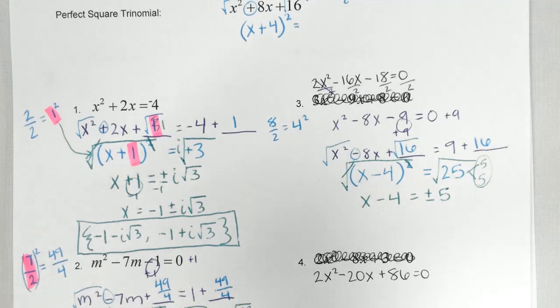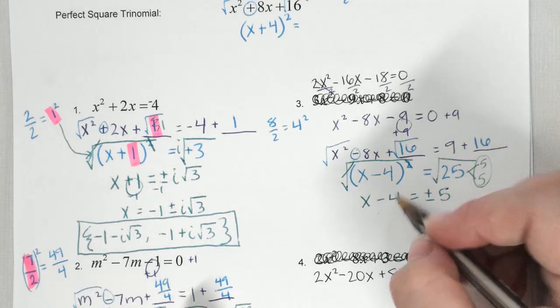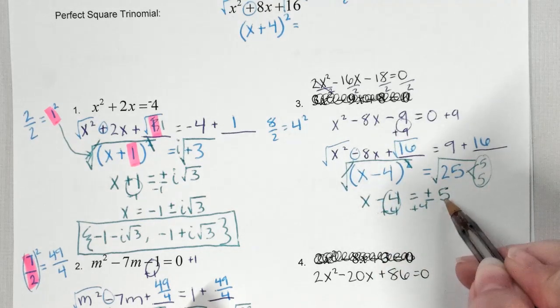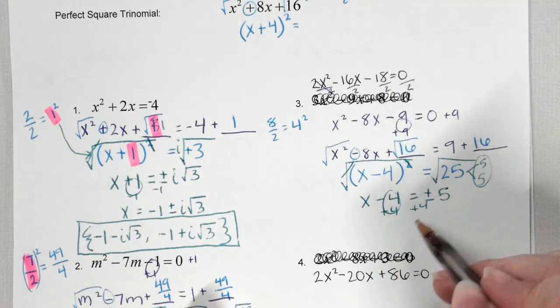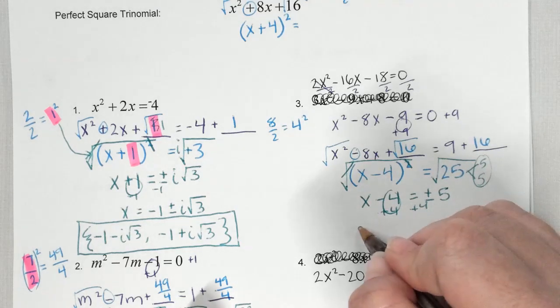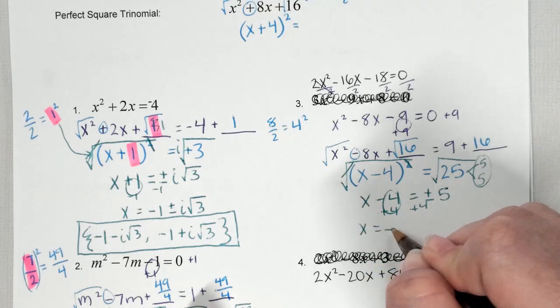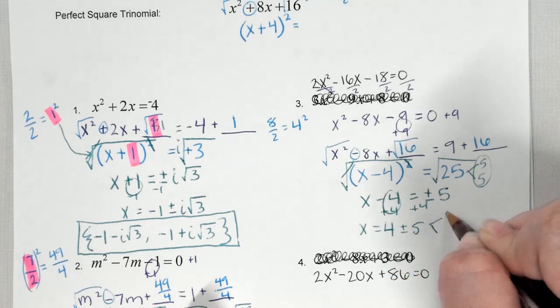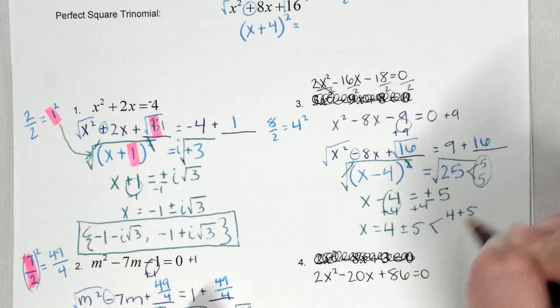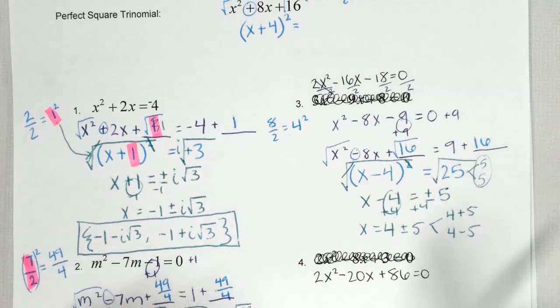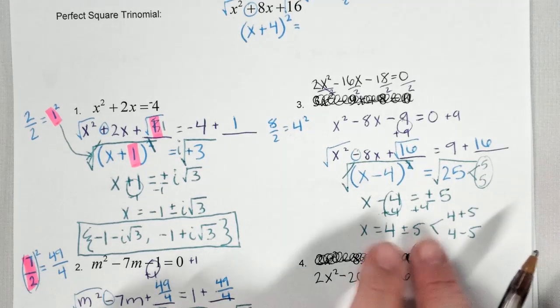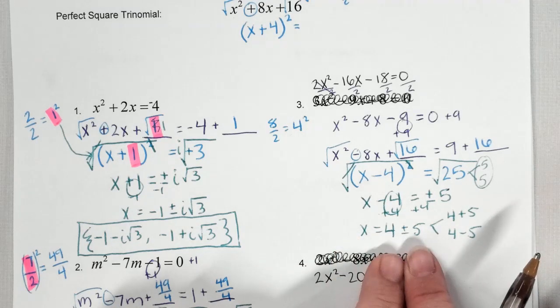So knowing that, what do I do now? Plus 4 on both sides. However, yes, these are like terms, but this is add and subtract. Can you add and subtract in one step? No. So when you rewrite this, you have to end up separating to simplify. So 4 plus 5 and 4 minus 5, because neither of them has an i. Neither of them has a radical. These are like terms, so we have to separate and simplify.